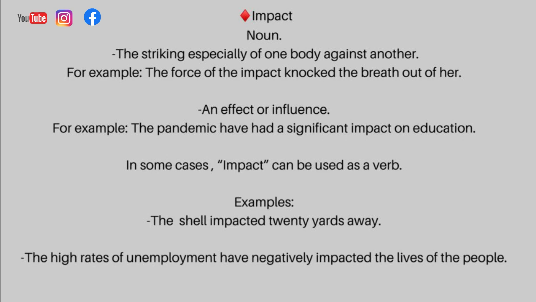Impact and impart. Impact is a noun, which means the striking, especially of one body against another. For example, the force of the impact knocked the breath out of her. It also means an effect or influence. For example, the pandemic has had a significant impact on education. In some cases, impact can be used as a verb. For example, the shell impacted 20 yards away. The high rates of unemployment have negatively impacted the lives of the people.